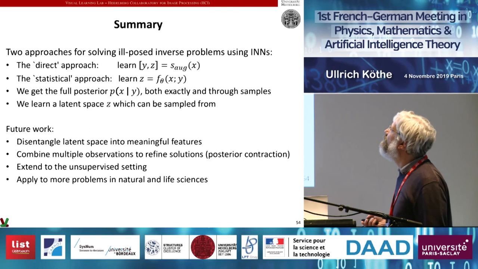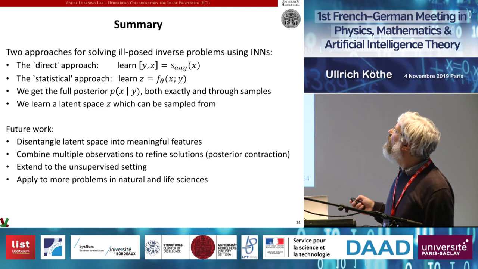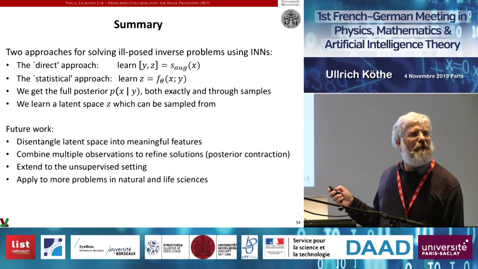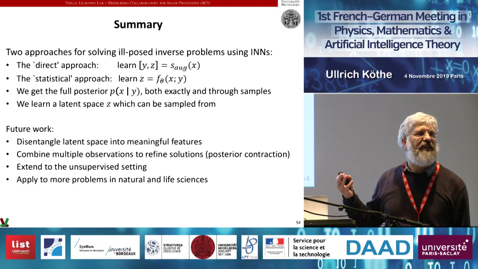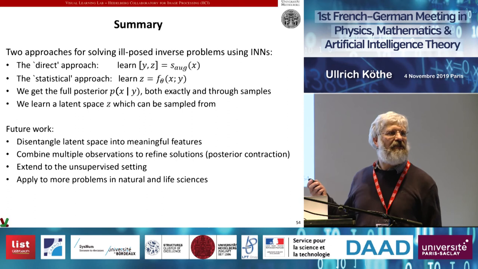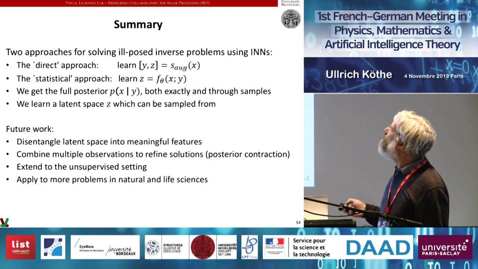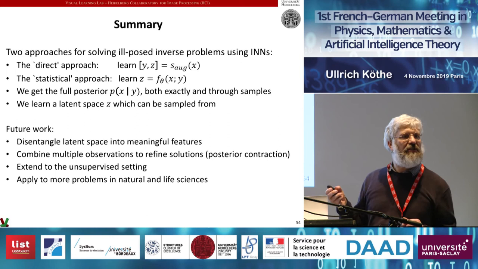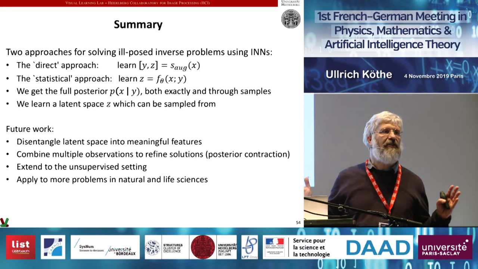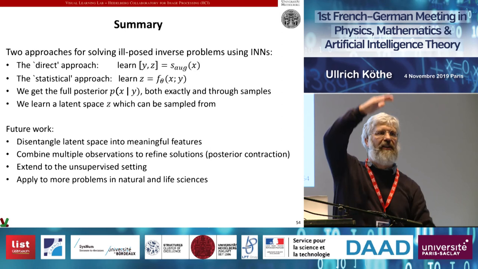Then we have many ideas for future work. We would not just like to have a Z space that works well, we would like the Z dimensions to have meaning so that we can explain to a human what these Z dimensions mean, that is, what their action is on the image. We have new results that I don't have in the talk for the MNIST digits, where every Z dimension has a very distinct effect on the generated output. One Z dimension controls the height, and one controls the slant, and so on.